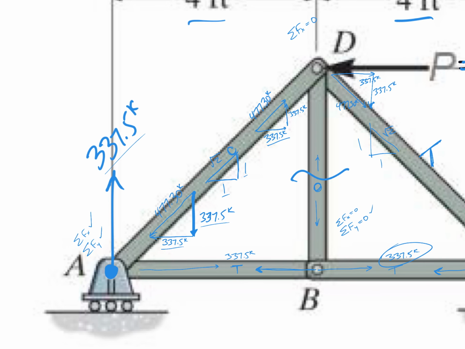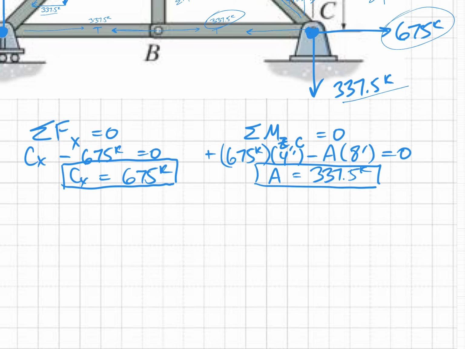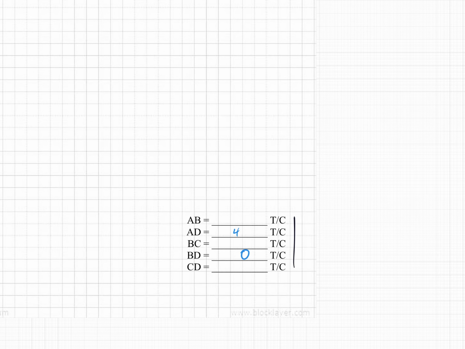So right here, AD is 477.30 in compression. Well, I guess we're just going to stop there. That's in compression. Similarly, CD is 477, but it's in tension. And then the two along the bottom are both in tension, and they both have 338. Yes, I know we had to round.